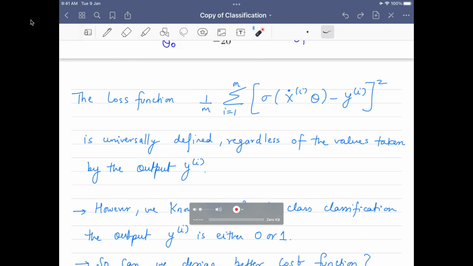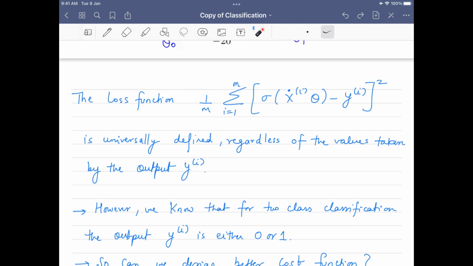Okay, so the thing is, this loss function has this sigma built in inside, so it makes the whole cost function a non-convex cost function. So the function will be non-convex. So this is one problem.